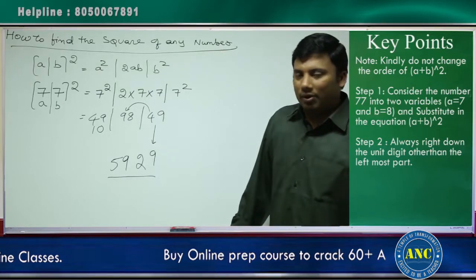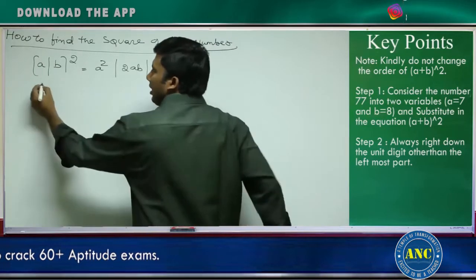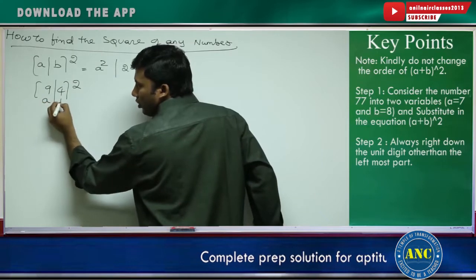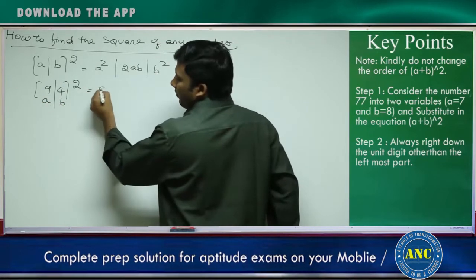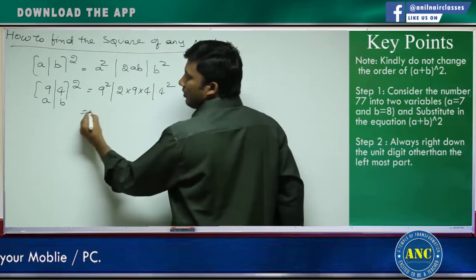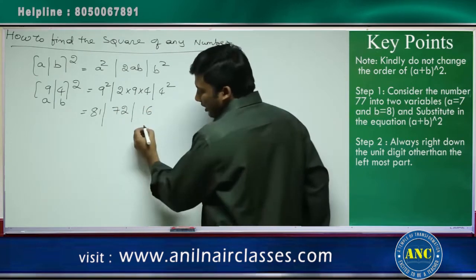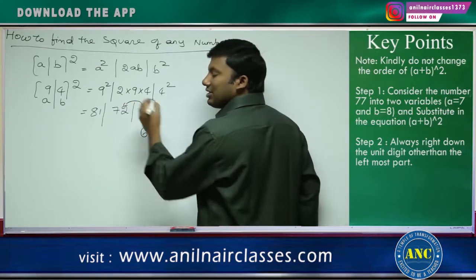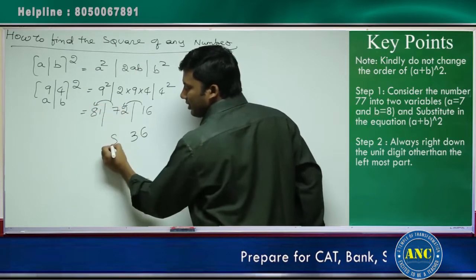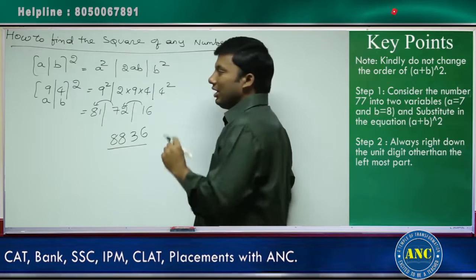Let me take another example to make this concept very clear to everyone. Suppose, let us take 94 whole square. First step, divide this 94 into two variables where a is 9, b is 4. A square, next is 2ab, next is b square. 9 square is 81. 2 nines are 18, 18 fours are 72. 4 square is 16. The unit digit is 6. 1 carried. 72 plus 1 is 73. The unit digit is 3. 7 carried. 81 plus 7 is 88. So the answer is 8836.